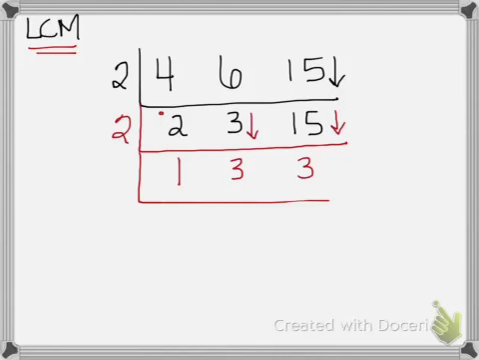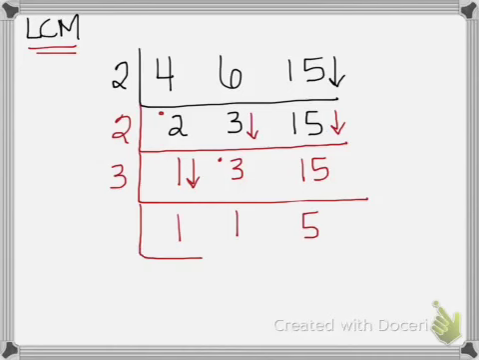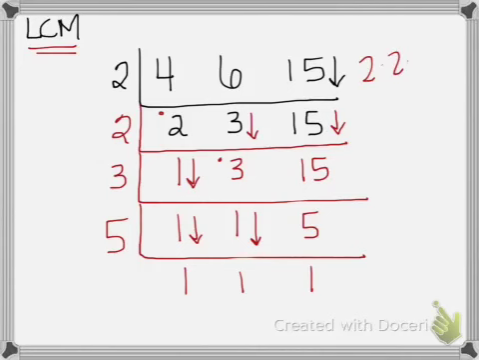Okay, now I'm going to go to the next number, 3, and I know I can divide 3 by 3. So my 1 comes down. 3 divided by 3 is 1, and 15 divided by 3 is 5. Almost done. Okay, my 1 goes down, 1 goes down, and 5 divided by 5 gives me 1. Ooh, and the bell rang, so just in time. We would multiply these, 2 times 2 times 3 times 5, and we'd get our LCM of 60.